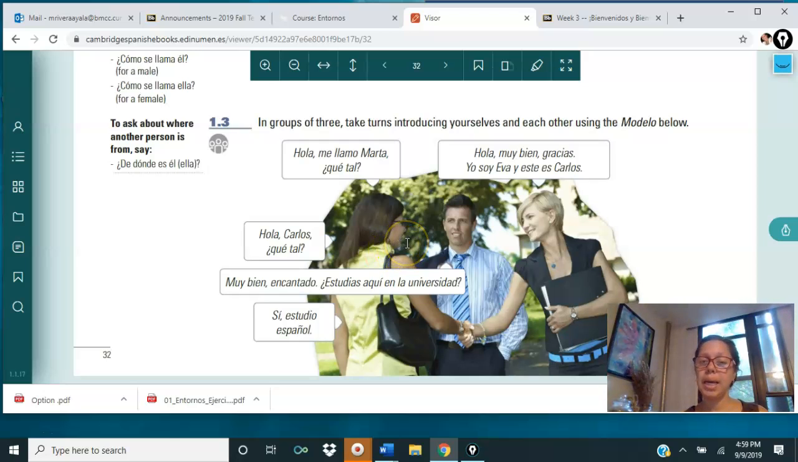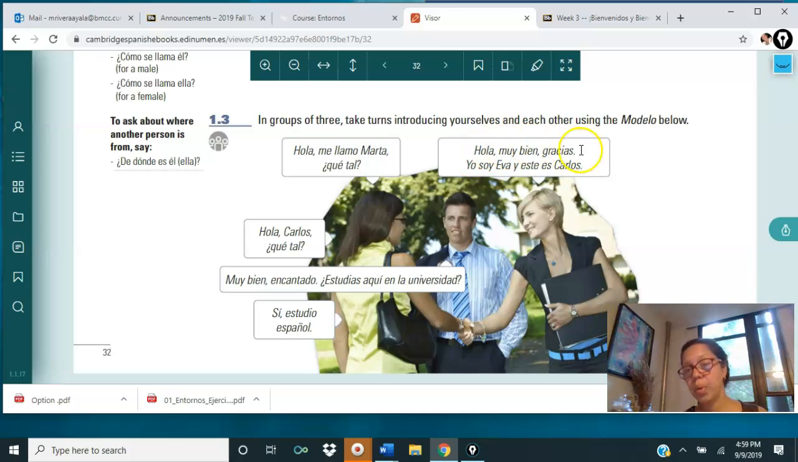1.3. So here you have the dialogue between three people. Study and pay a lot of attention to the expressions that they are using. Hola, ¿verdad? Me llamo Marta. ¿Qué tal? Hola, muy bien, gracias. Yo soy Eva y este es Carlos. Hola, Carlos, ¿qué tal? Muy bien, encantado. ¿Estudias aquí en la universidad? Sí, estudio español. Okay.